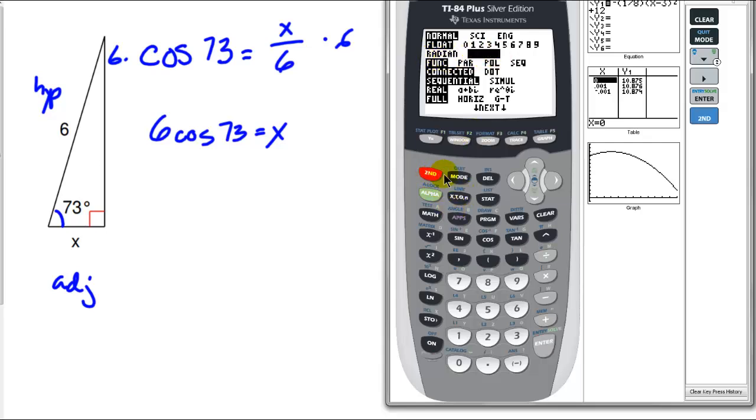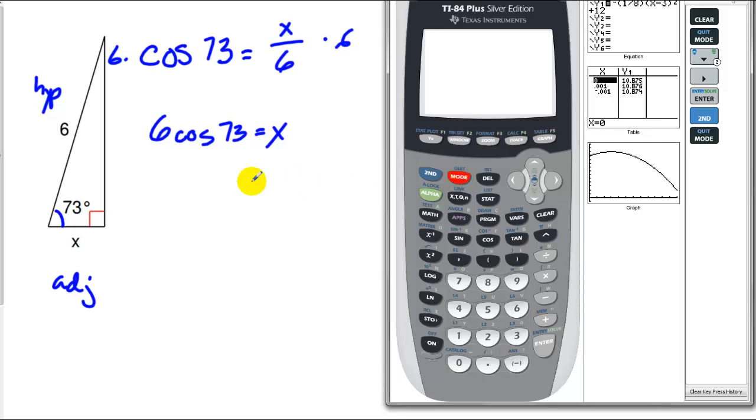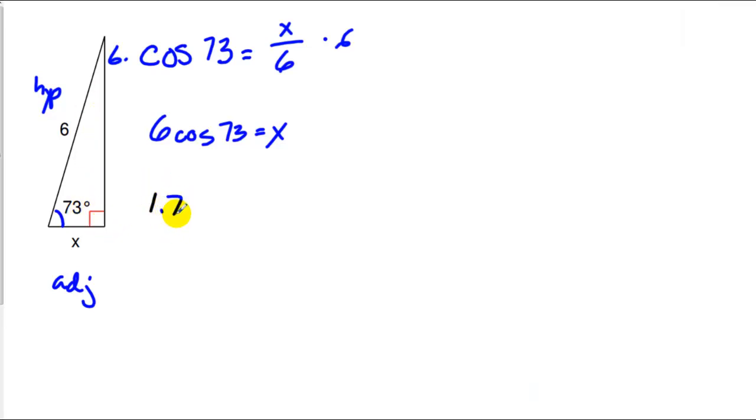So we're going to quit out of this screen. And then all we have to do is type in what we see here and solve the problem. So we have 6. We hit the cosine button. We hit 73, and that's going to read as 73 degrees in the calculator. Hit enter. And we end up with 1.75 as our answer.